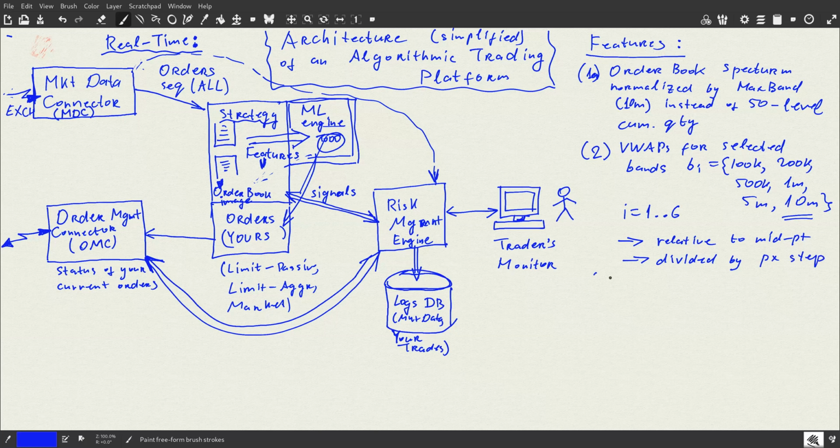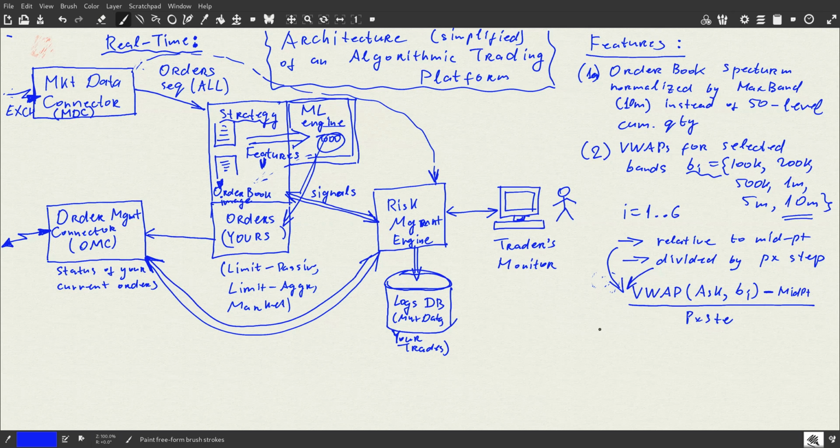Now, can I ask a question? Yes, please. What does relative to midpoint mean? We discussed this on Monday. Let us recall what it means. So, for example, instead of just a pure VWAP, we compute the value like the following. You take, for example, VWAP on, let's say, ask for a certain band BI. These are our BIs, all right? Minus midpoint. This VWAP is obviously greater than the midpoint, so minus midpoint is positive, and you divide it by price step. Oh, yeah, understood.